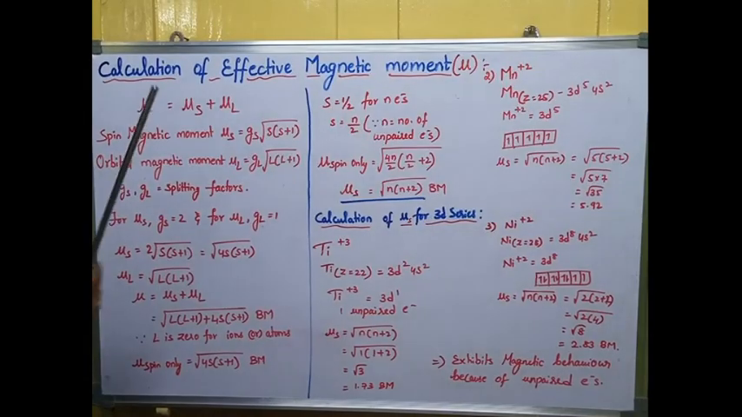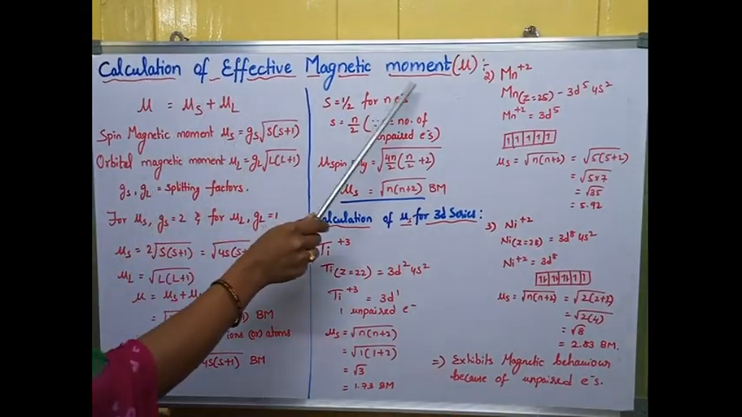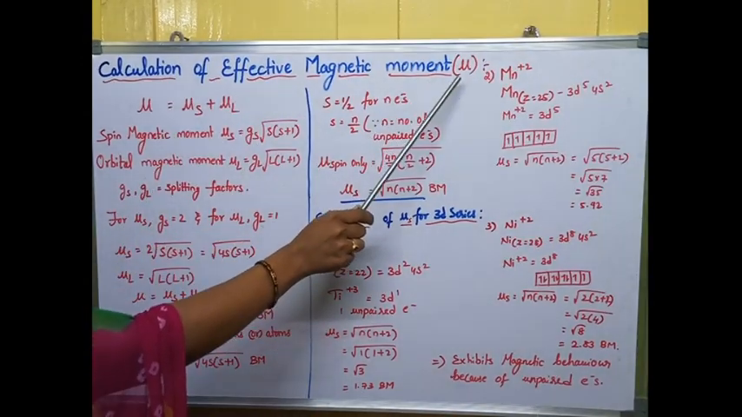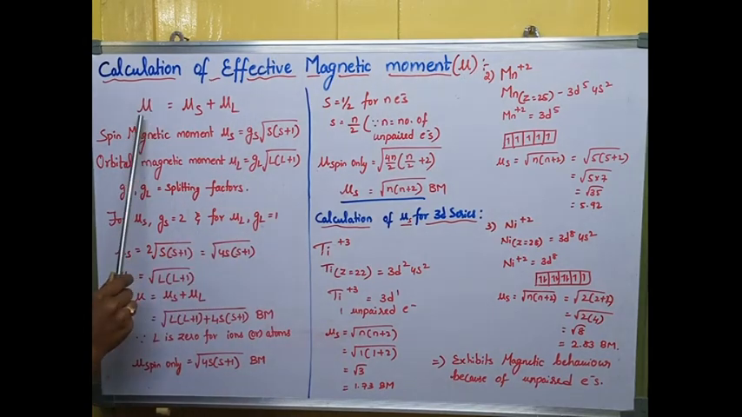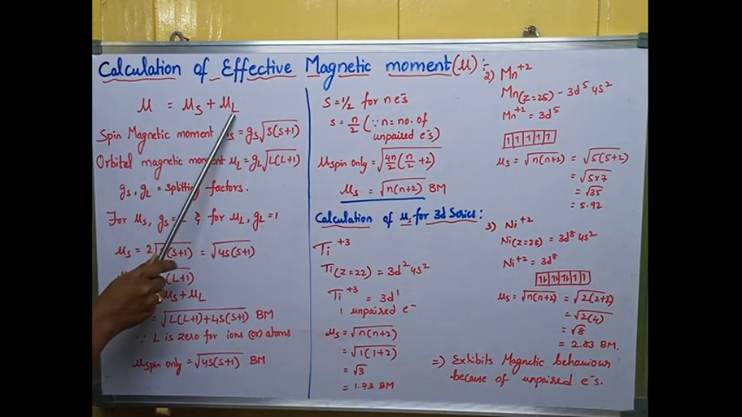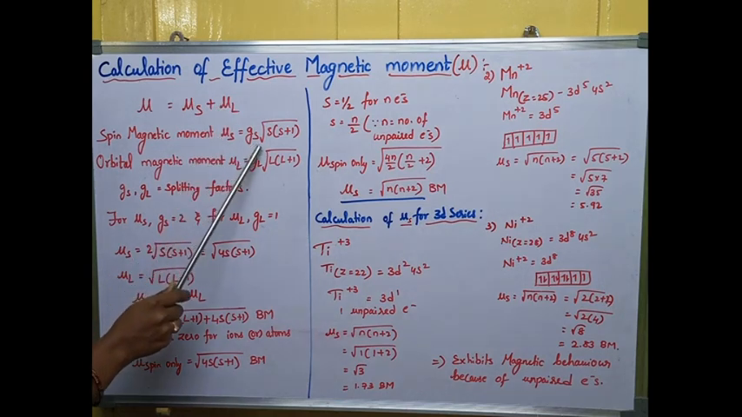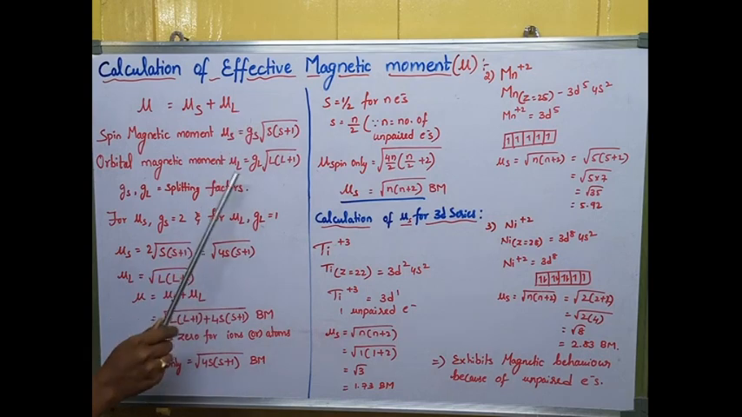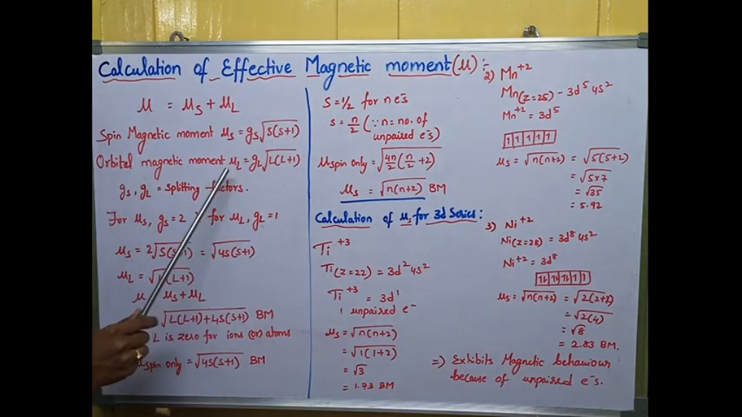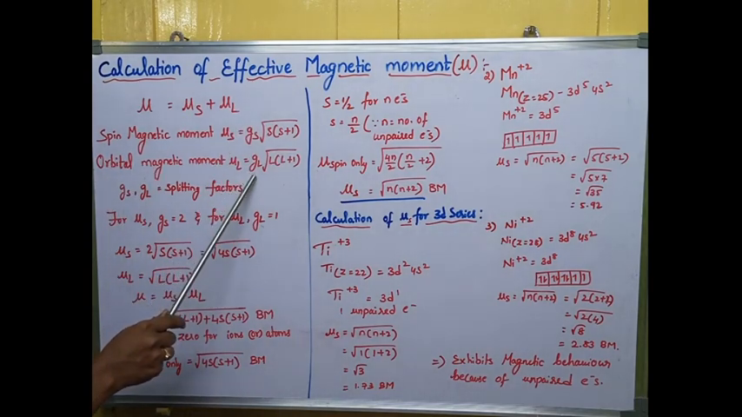Next, coming to the calculation of effective magnetic moment. The effective magnetic moment is indicated with the symbol mu, and it can be calculated by adding both spin angular momentum and orbital angular momentum. The spin angular momentum formula: mu s equals gs into root over s into s plus 1. The orbital angular momentum: mu l equals gl into root over l into l plus 1.